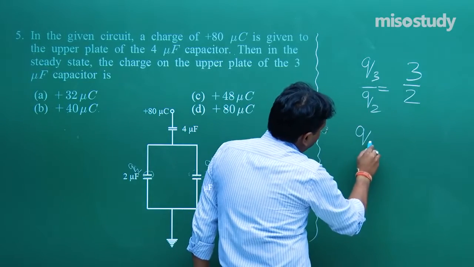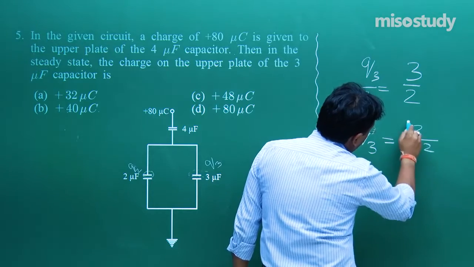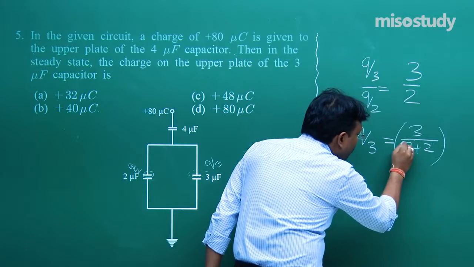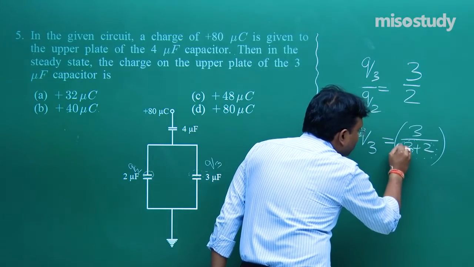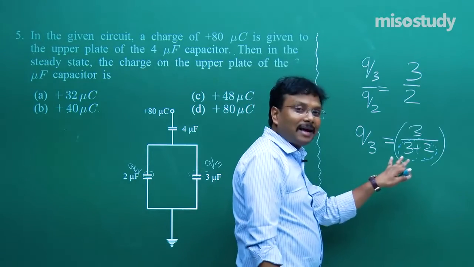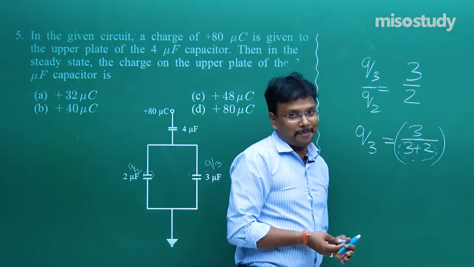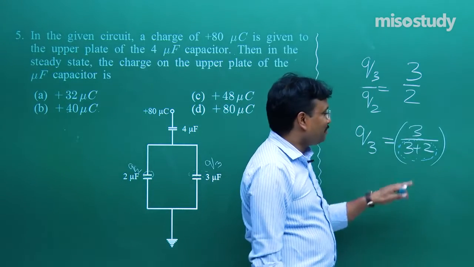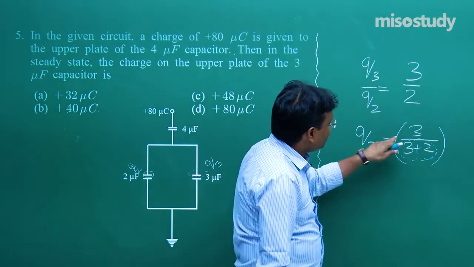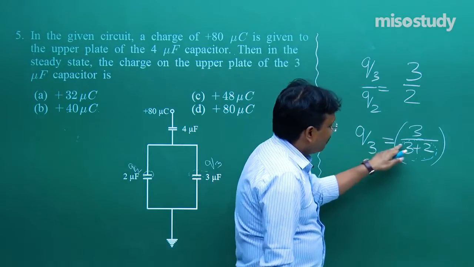Now, Q3 is equal to 3 upon 3 plus 2. I am sure a few of you will raise your eyebrows at this relation. My suggestion is, if it is like this, please at least revise the concept of combination of capacitors, how they are connected. Definitely, I should not explain it. So Q3 is equal to 3 upon 3 plus 2, multiplied by the total charge.